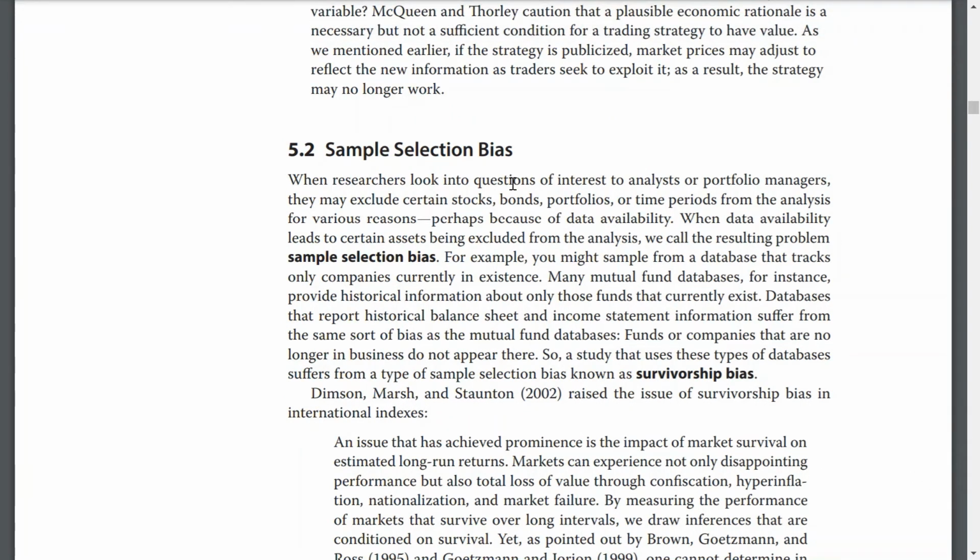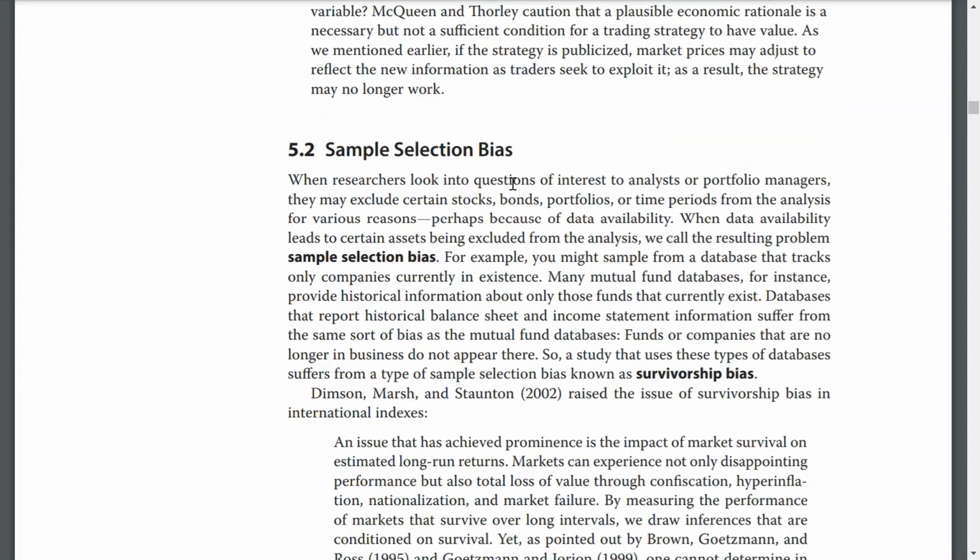5.2 Sample Selection Bias. When researchers look into questions of interest to analysts or portfolio managers, they may exclude certain stocks, bonds, portfolios, or time periods from analysis for various reasons, perhaps because of data availability. When data availability leads to certain assets being excluded from the analysis, we call the resulting problem sample selection bias.